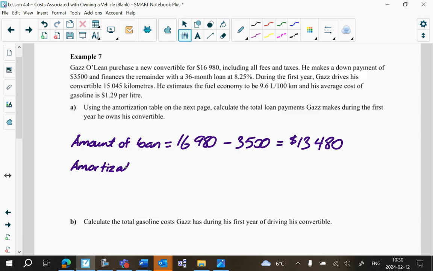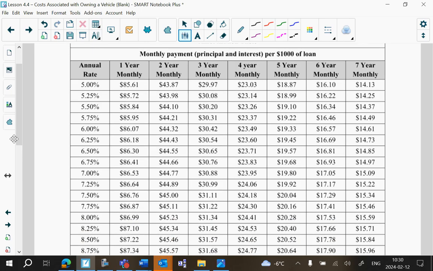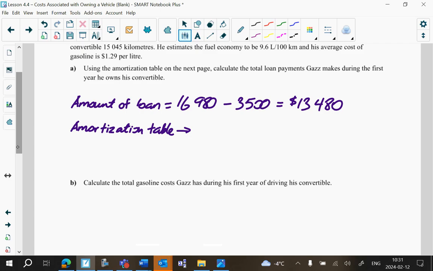So how much does he pay for every 1,000? If it's 36 months at 8.25. 36 months is 3 years. 8.25 means he's got to pay $31.34 for every $1,000 of loan. So that means 3 years at 8.25%. It's going to be $31.45 for every 1,000.